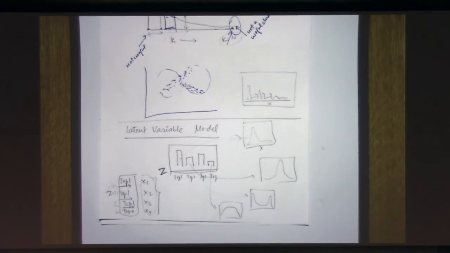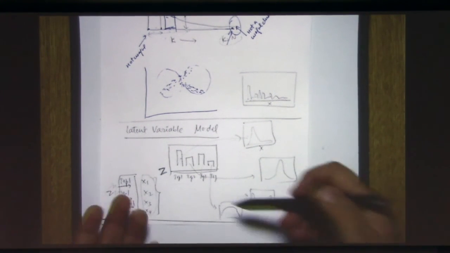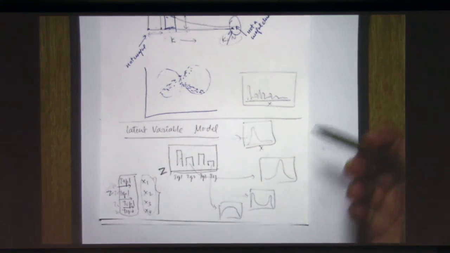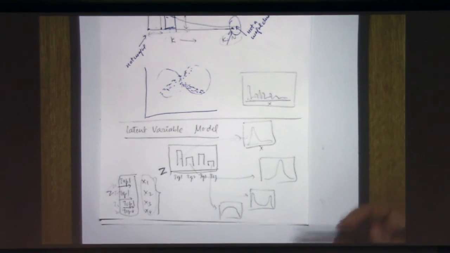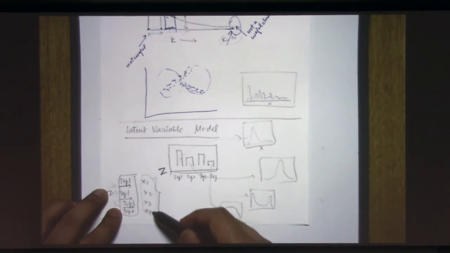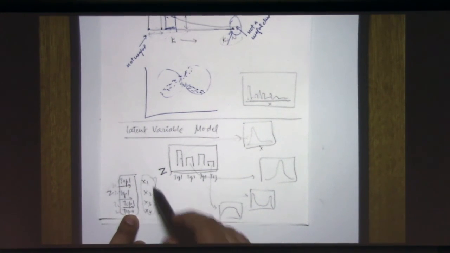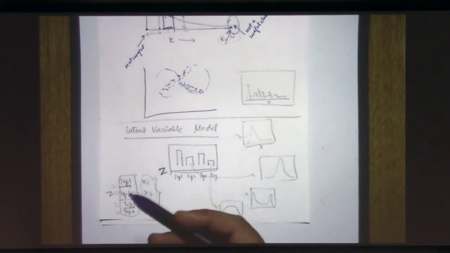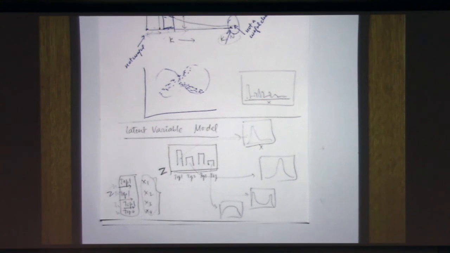So now you can think of clustering also as an example of a latent variable model, right? Because in clustering, you have a bunch of points, and what you assume is that each point is coming from one cluster. So that cluster ID is your hidden variable. You don't know what it is, and you want to infer that. That's why I started from clustering, but in general, latent variable models can be anything.